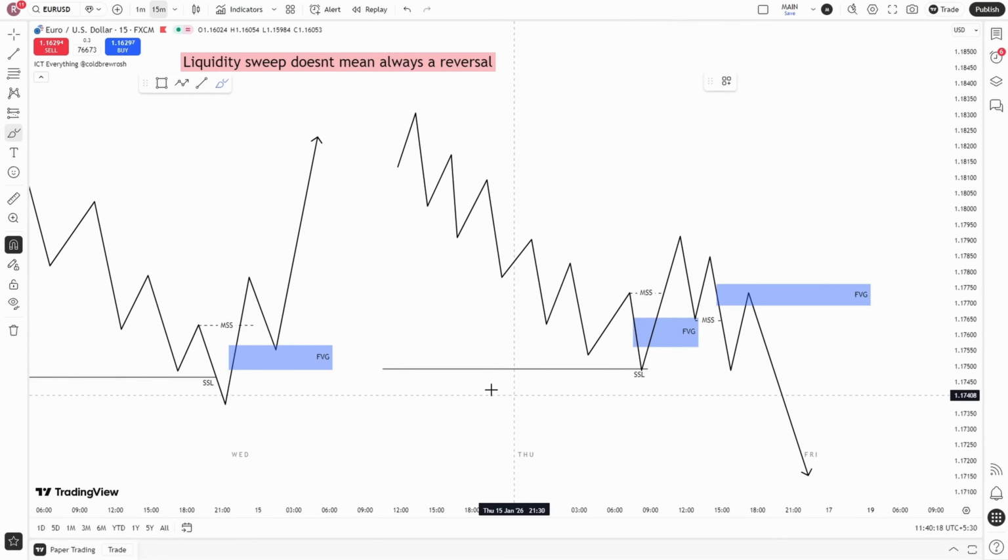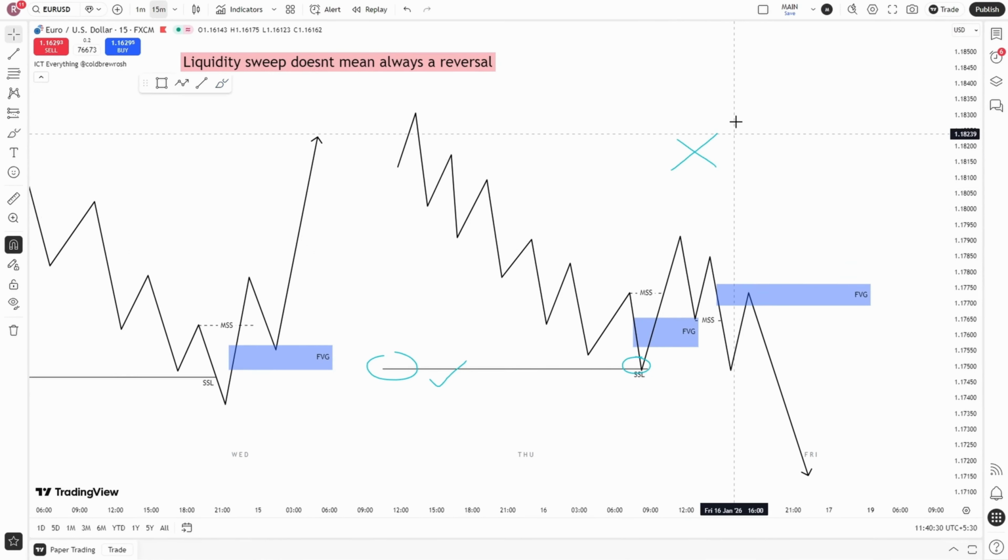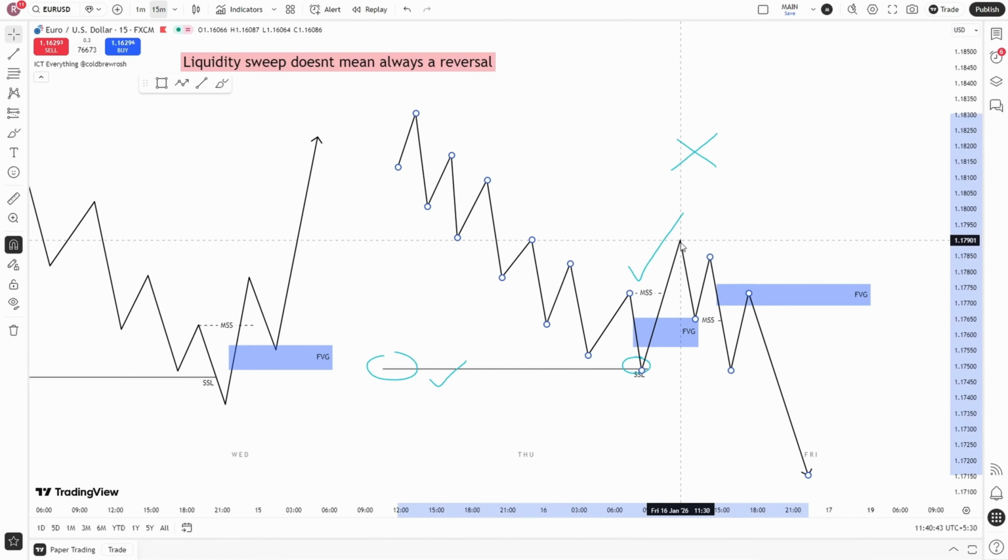Liquidity simply tells you where orders were resting. It tells you what has been removed from the market, not what the market intends to do next. And this distinction is critical. Now, look carefully at what happens after liquidity is taken in this second example. Yes, we do get something that looks like a market structure shift. But this structure shift is weak. There is no real displacement. Price does not move away with urgency. It hesitates. It overlaps. Objectively, this is not strong confirmation.